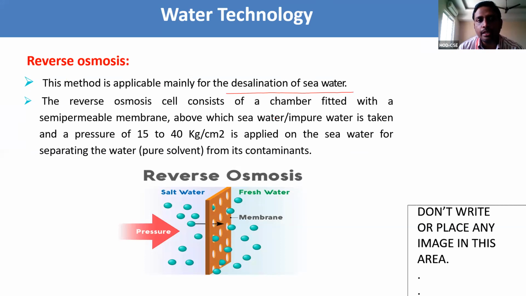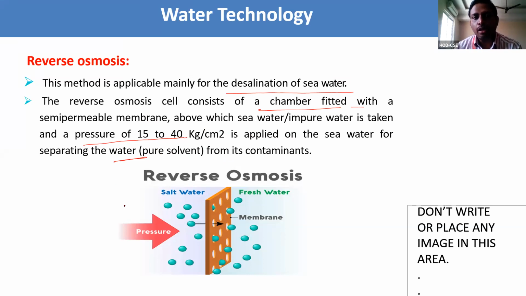Here, the reverse osmosis cell consists of a chamber fitted with a semi-permeable membrane, above which salt water and impure water is taken, and a pressure of 15 to 40 kg per centimeter squared is applied on the seawater for separating water from its contaminants. This is a chamber fitted with a semi-permeable membrane.